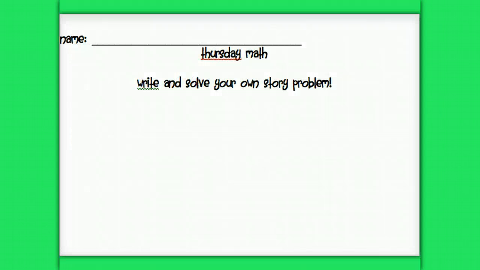Okay, so here's your Thursday math. So on your paper it says, write and solve your own story problem. So you have a nice space here for writing, and then you have a space over here for solving your problem. And so again, what I'd like you to do is write your own problem, solve it, make sure I know the answer, so I want to see that you solved it correctly.